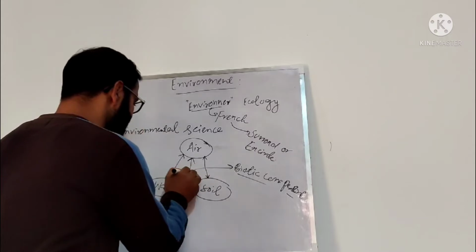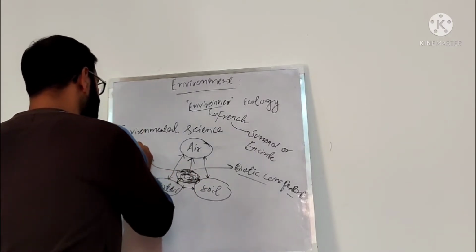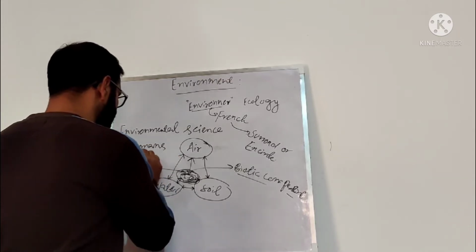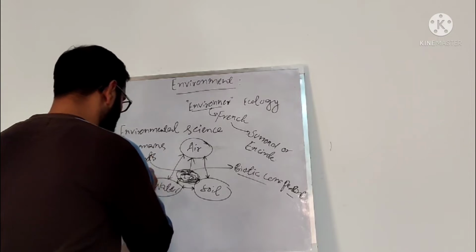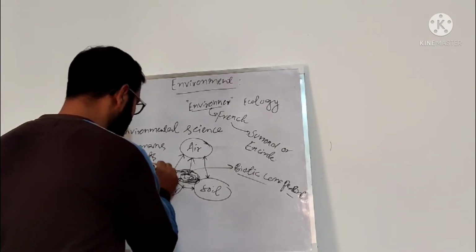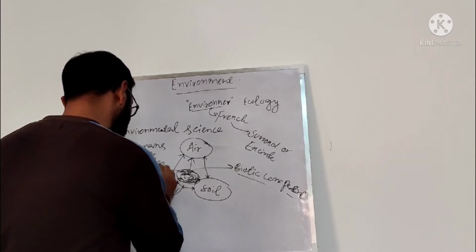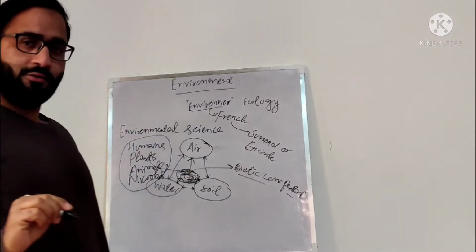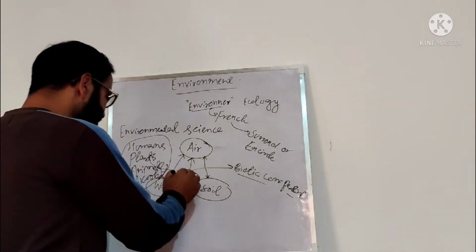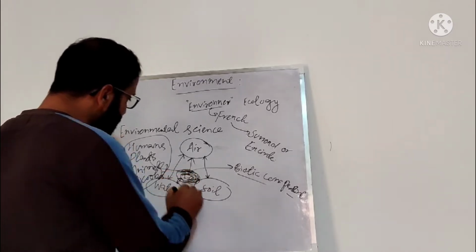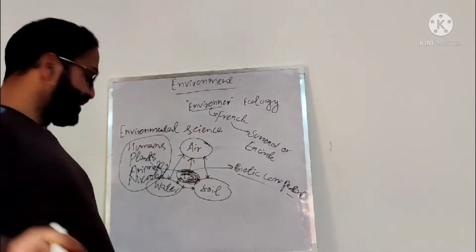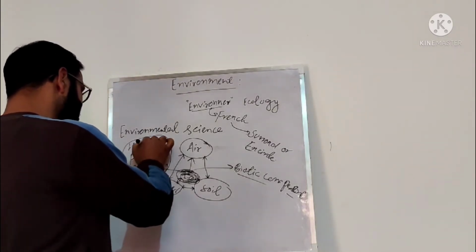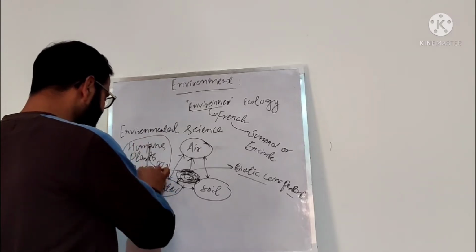Now, in this biotic component there are human beings as well and other living organisms. So in the biotic component there are humans, plants, animals, microbes, etc. These constitute the biotic component of the environment. Even within this biotic component, they interact with the physical environment. Besides this, they also interact with each other.